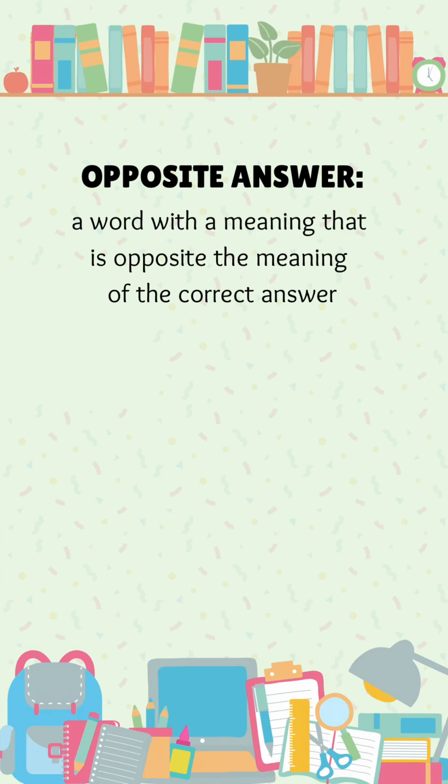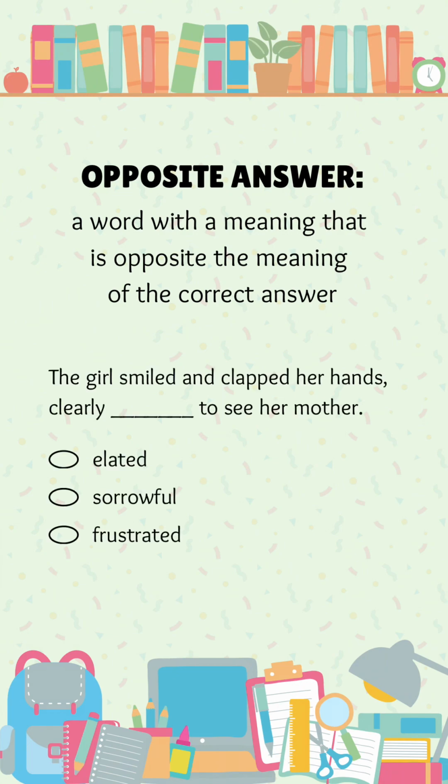One of the most common answer traps in fill-in-the-blank questions is the opposite answer. An opposite answer is a word with a meaning that's somewhat opposite, or at times a complete antonym, to the meaning of the correct answer choice. So, for example, if you're looking for a word meaning happy, there's likely going to be a word among the answer choices meaning sad, if it's a complete antonym.